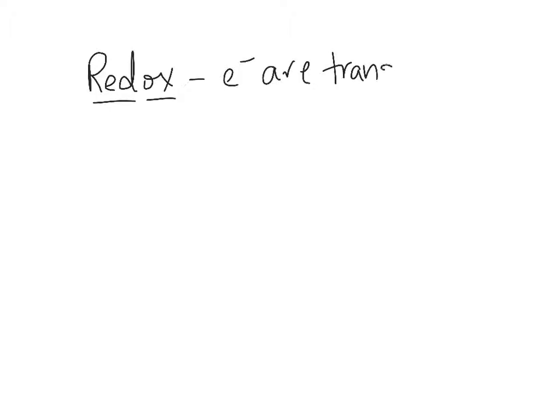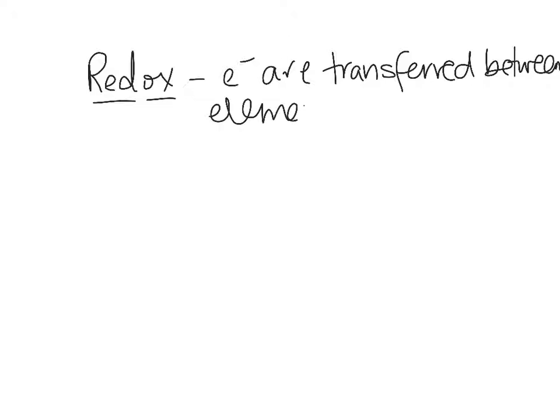Types of reactions, redox reactions. The first part is for reduction. The second part is for oxidation. So, electrons are transferred between elements. So if one gives them up, the other one has to take them. You can't have electrons just sitting around. They have to go somewhere. So you've got a giver and a taker.